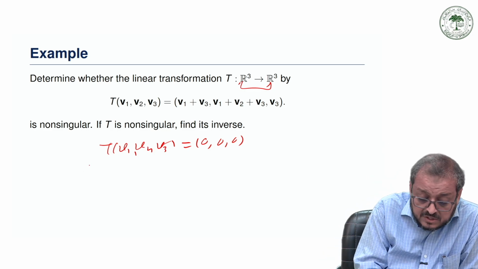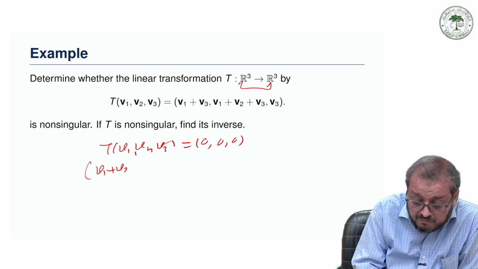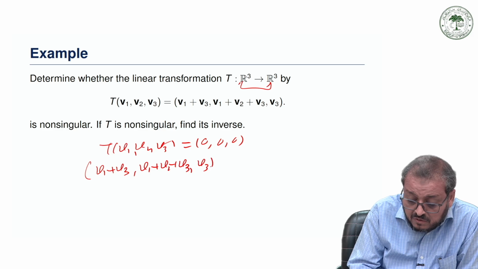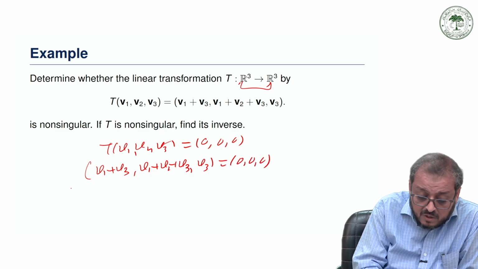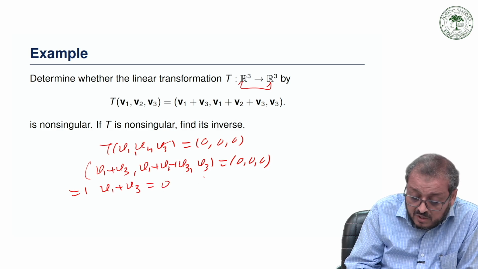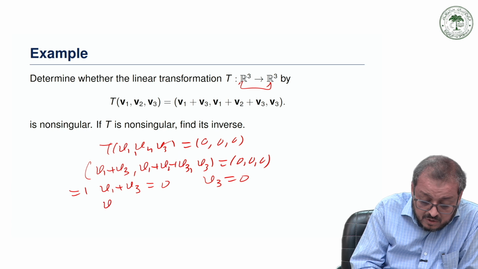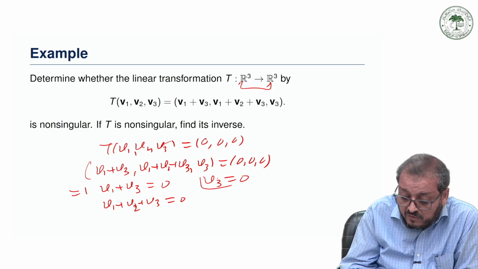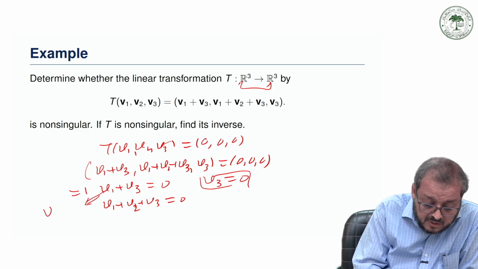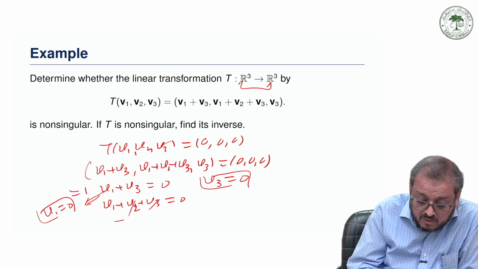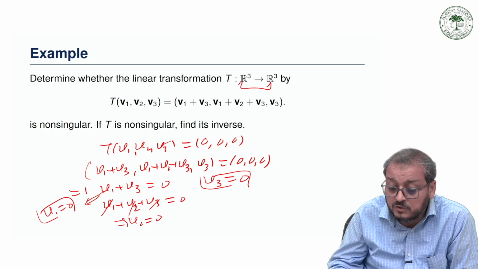So T is defined in the form (v1 + v3, v1 + v2 + v3, v3) = (0, 0, 0), and this implies that v1 + v3 = 0, v3 = 0, and v1 + v2 + v3 = 0. From v3 = 0, this implies that v1 = 0. So with v1 = 0 and v3 = 0, this implies that v2 = 0.